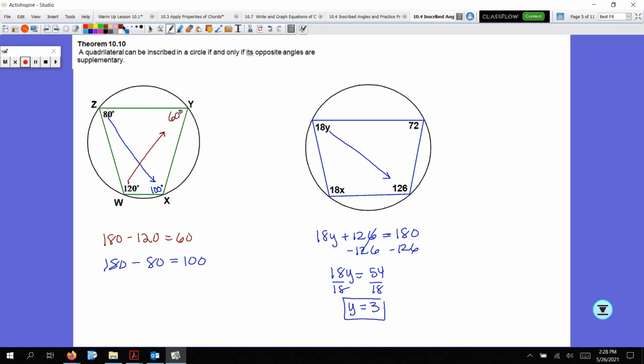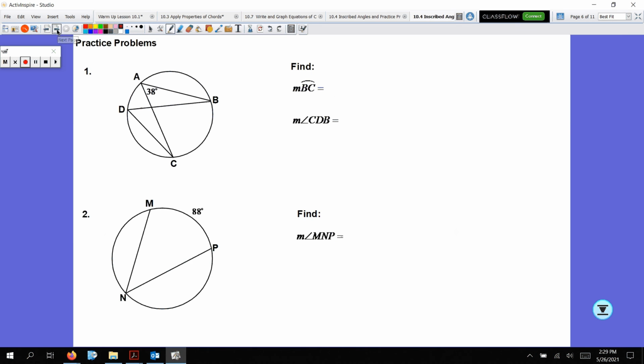Okay, now I need to go the other way and solve for x, okay? Because I know that 18x plus 72 equals 180. Subtract 72 from both sides. 18x equals 108. Divide by 18. And I have x is equal to 6. Hallelujah. All right, that's no problem. We don't even need to plug it back in. That's pretty cool. Let's look at some more practice problems, okay?